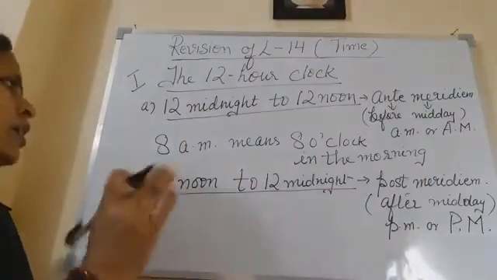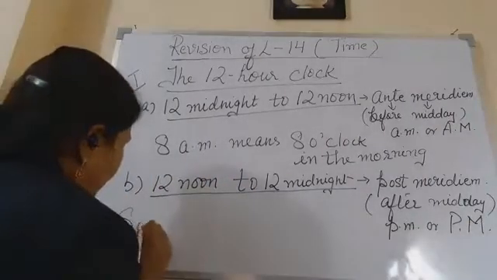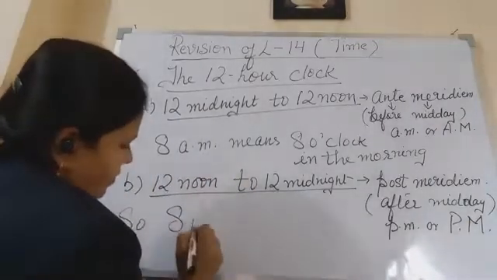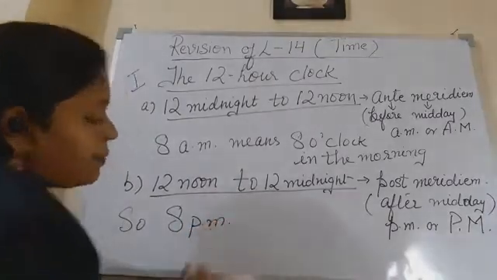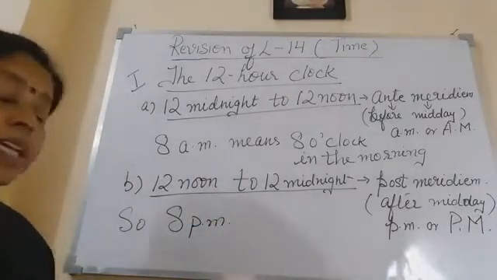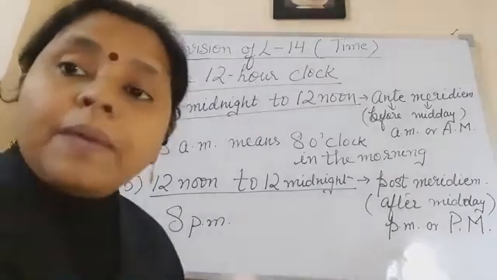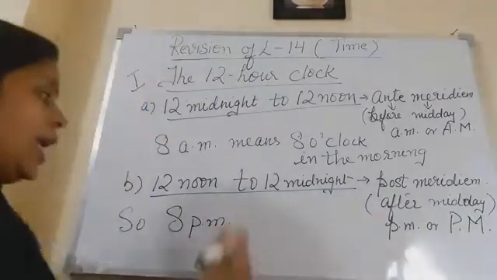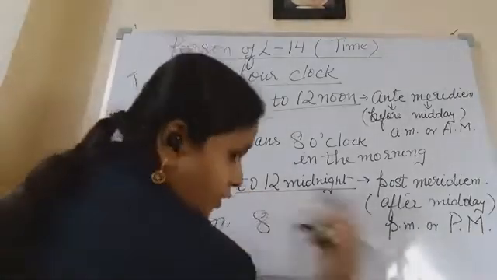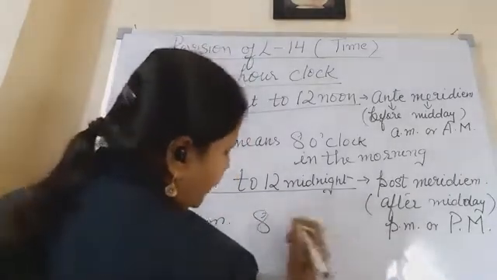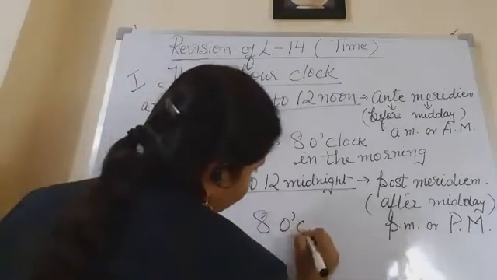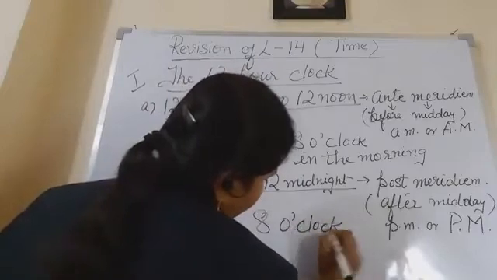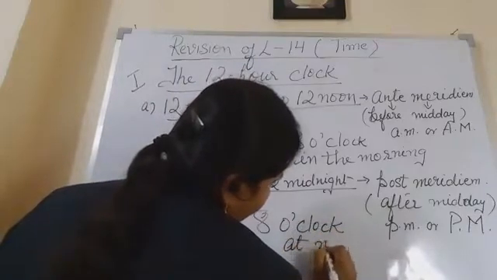So for example, if I say 8 p.m., what does 8 p.m. mean? It means this is the time after midday. So 8 o'clock after midday, so 8 o'clock at night.